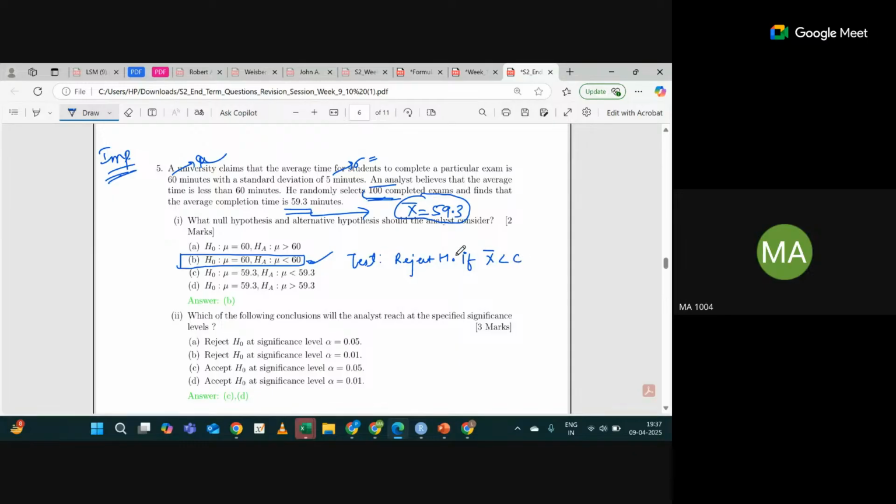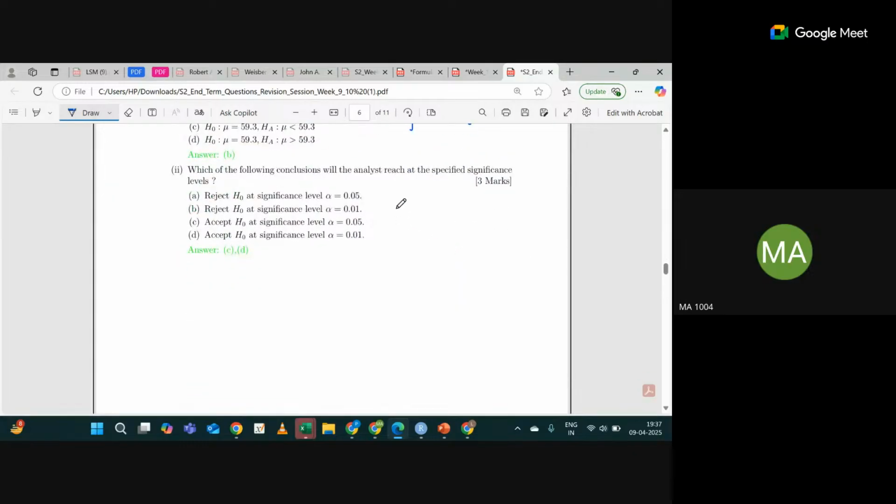If you see in question number 2, it is asking for 5% and 1%. So we'll do it quickly. Let me write. First of all, what is the distribution of X bar here?